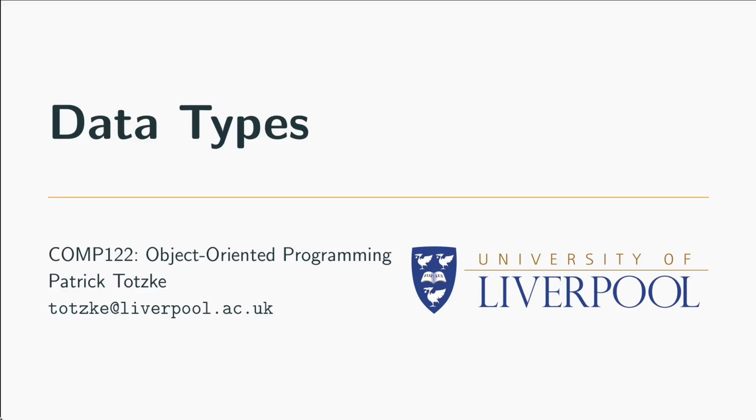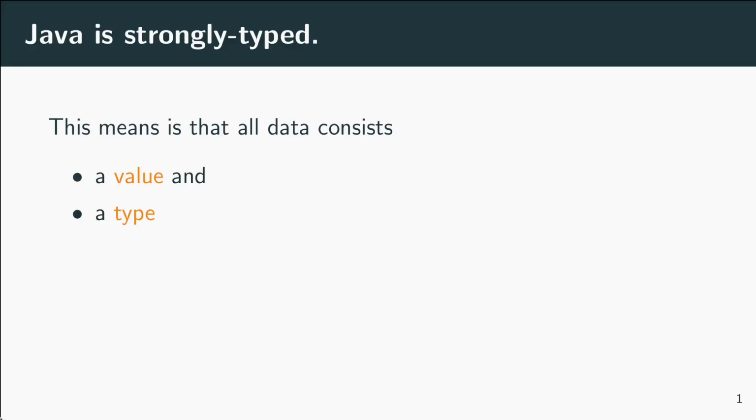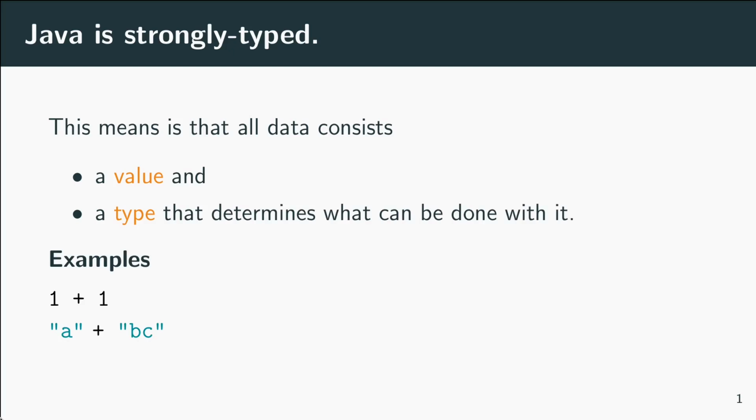One of the features of Java that is used to check your program at compile time is its type system. Java is a strongly typed language. This simply means that all data consists of two things, namely a value and a type. And the type determines what can be done with this datum and how common operators on it are interpreted.